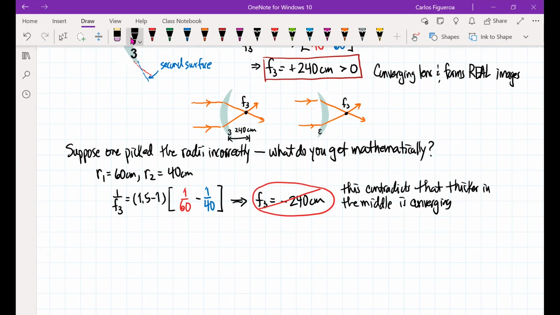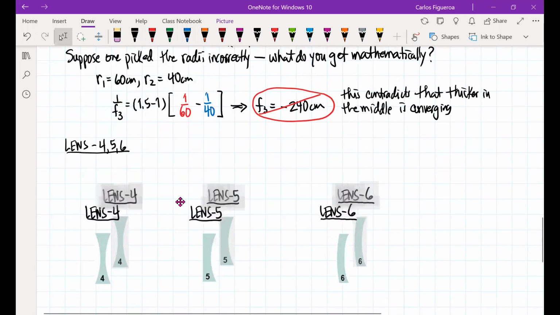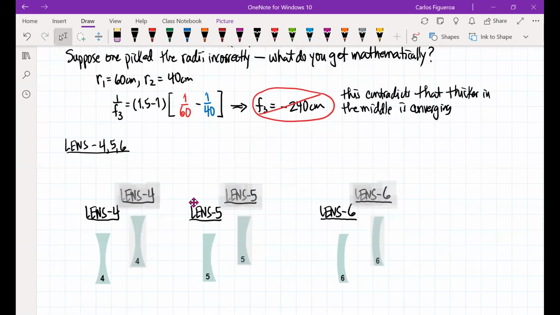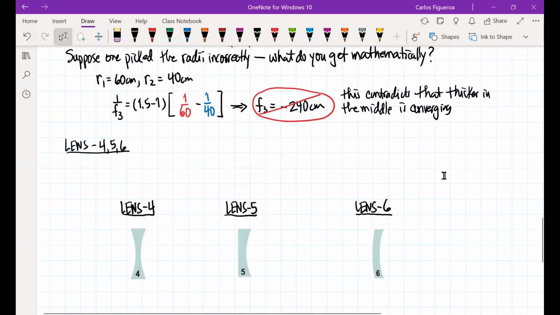I'm going to do lenses 4, 5, and 6 simultaneously. So this is lens 4, 5, and 6. So if I punch these guys in, here's what I'm going to do. I'm going to paste them like this. And what you're going to see here is that I'm going to start drawing in the central axis.